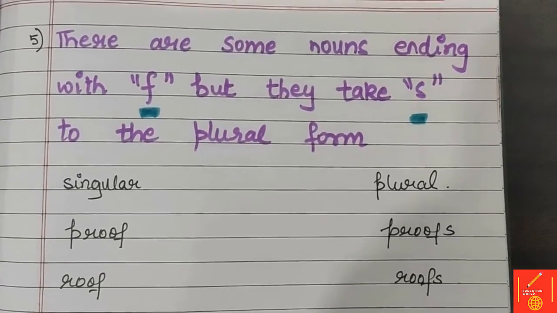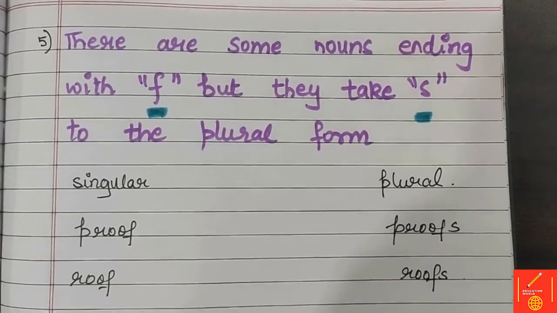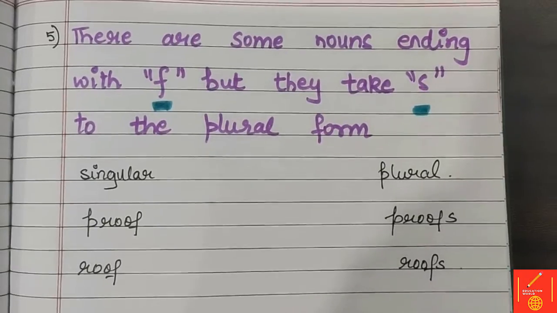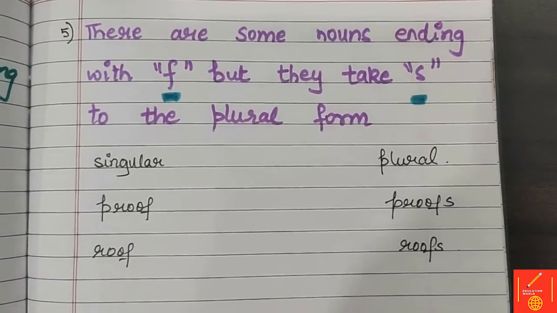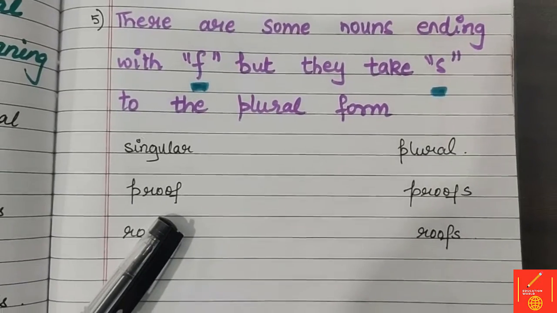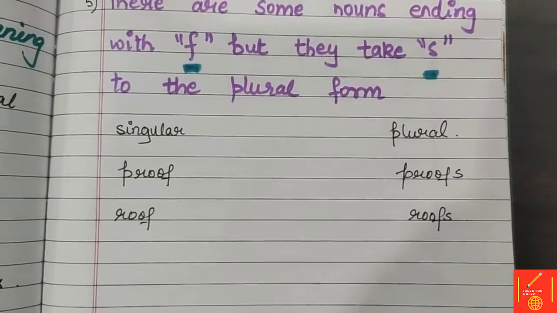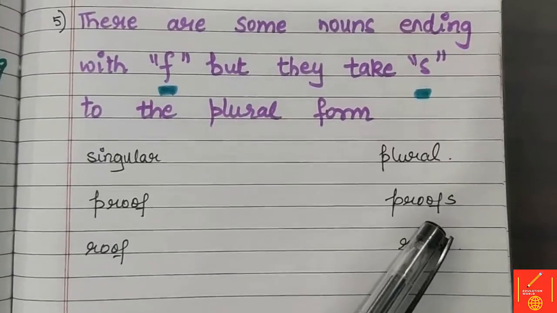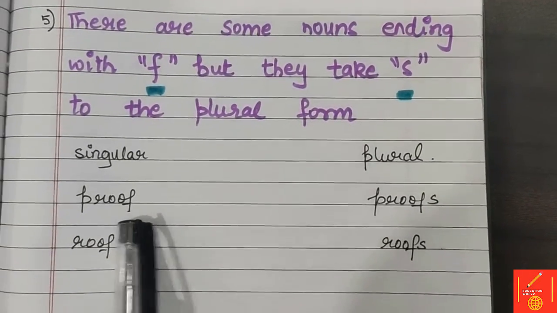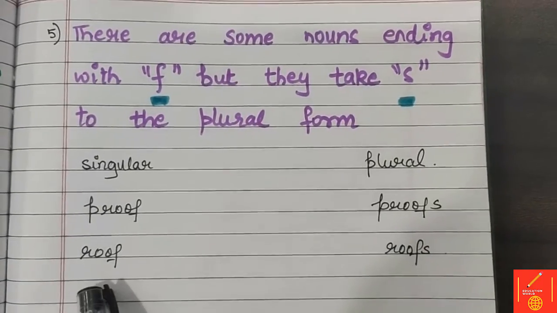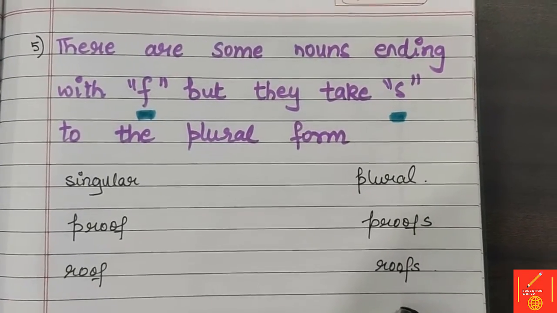So number 5. There are some nouns ending with F, but they take S to the plural form. That means there are certain words that end with an F, but we do not add VES to it. We add just an S. Those two examples I've given you. One is proof, we add proofs, and roof, we add roofs.